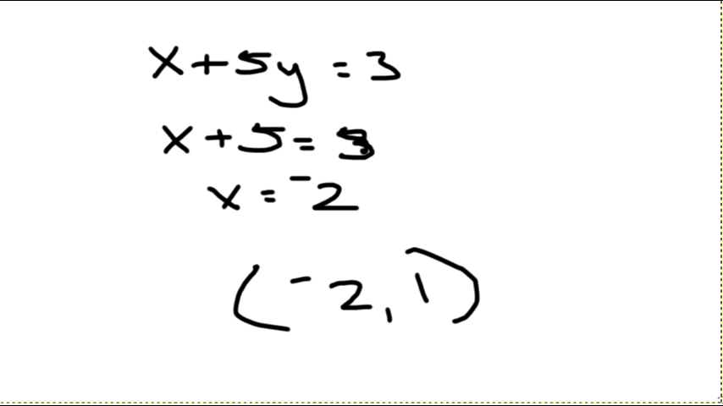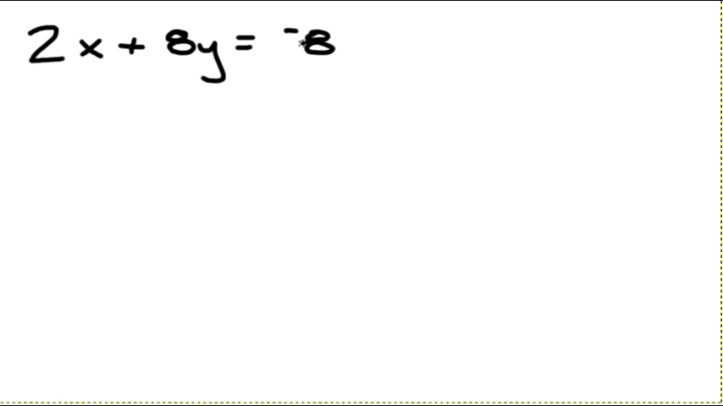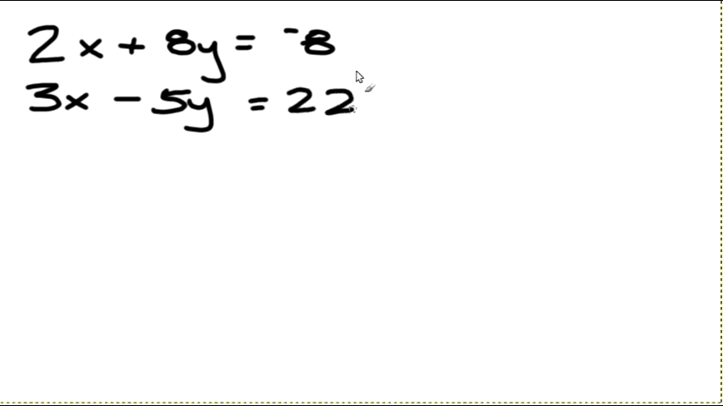Okay, now let's move on to the next one. You guys always remember that when I write down the problem, you can feel free to jump ahead and solve it yourself. So this one will be 2x plus 8y is equal to negative 8, and 3x minus 5y is equal to 22. If you want, you can pause the video and try solving this by yourself.